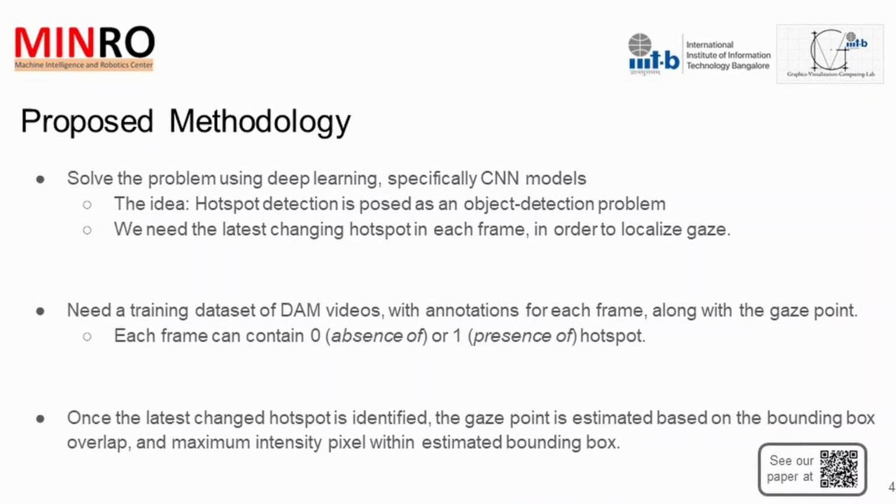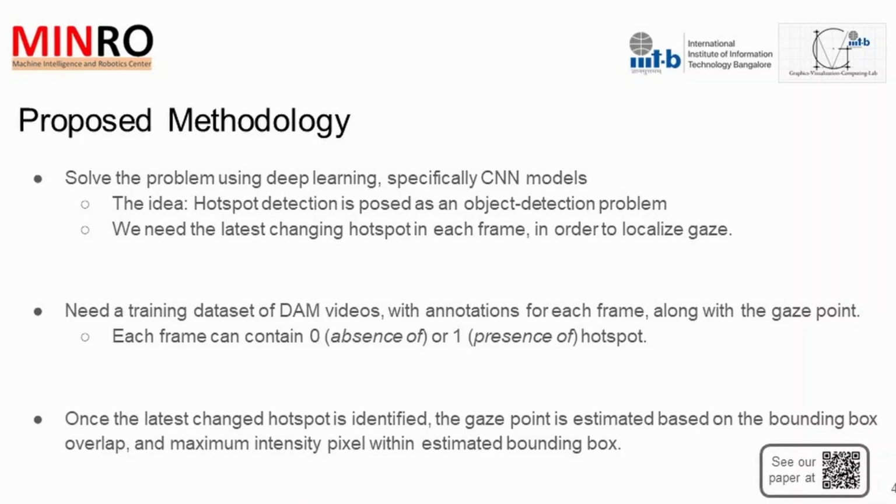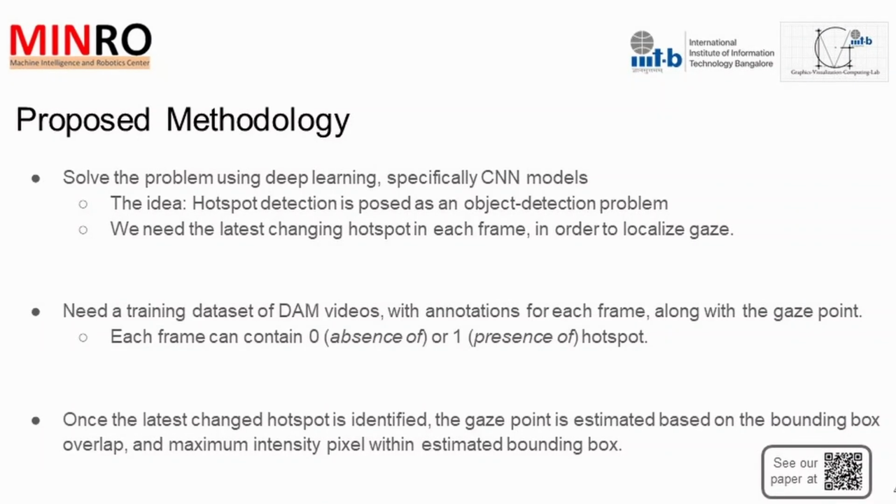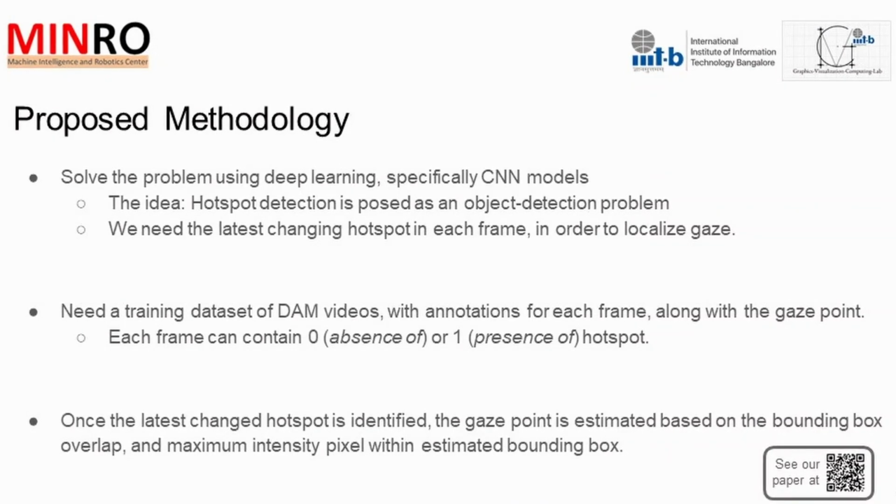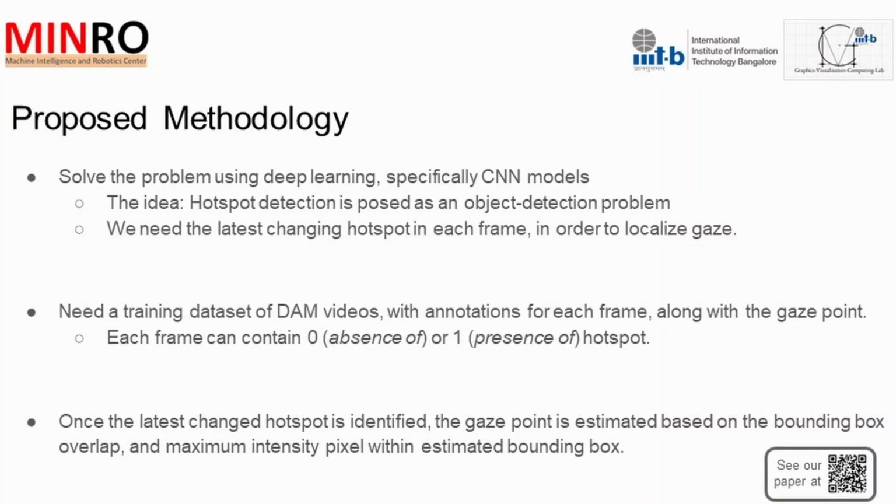Once the bounding box of the hotspot is identified, we localize the area of change within the hotspot by comparing the hotspot to the one in the previous frame. Once the changed portion is identified, we choose the pixel with maximum intensity to represent the gaze point.